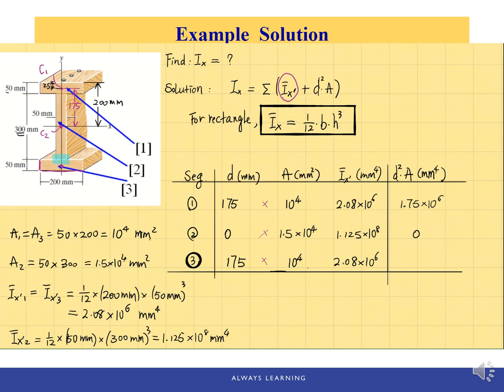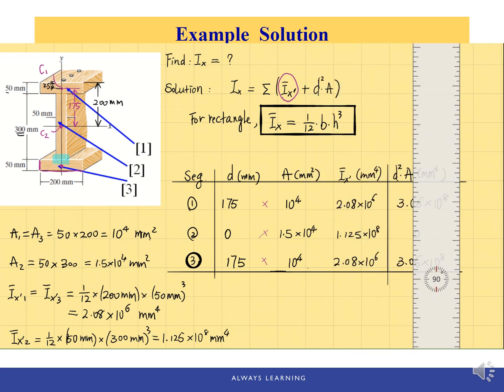Well, I think I made a mistake over here. It's not d times a, but it should be d squared times a. So it's 175 squared times 10 to the 4th power. So the value is 3.06 times 10 to the 8th power. And it has the same value as for area number 3, which is also 3.06 times 10 to the 8th power. And for area number 2, since d is 0, d squared times a is also 0.